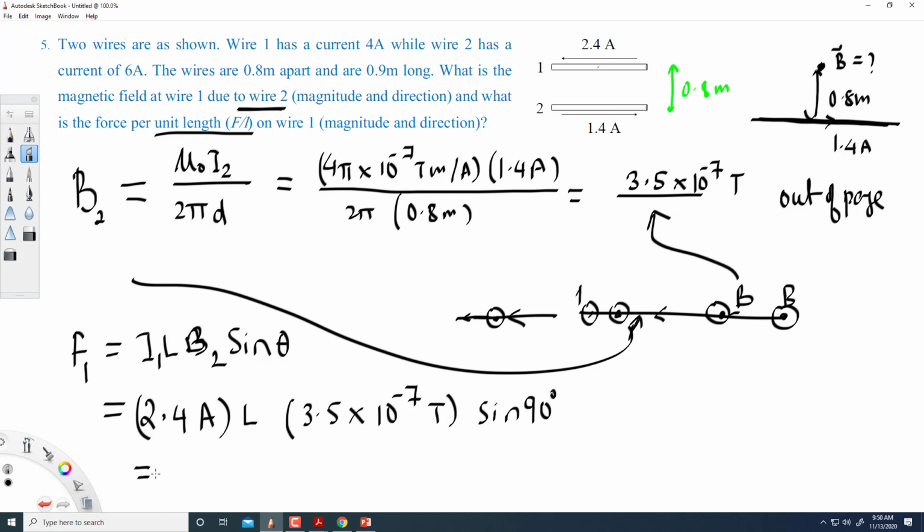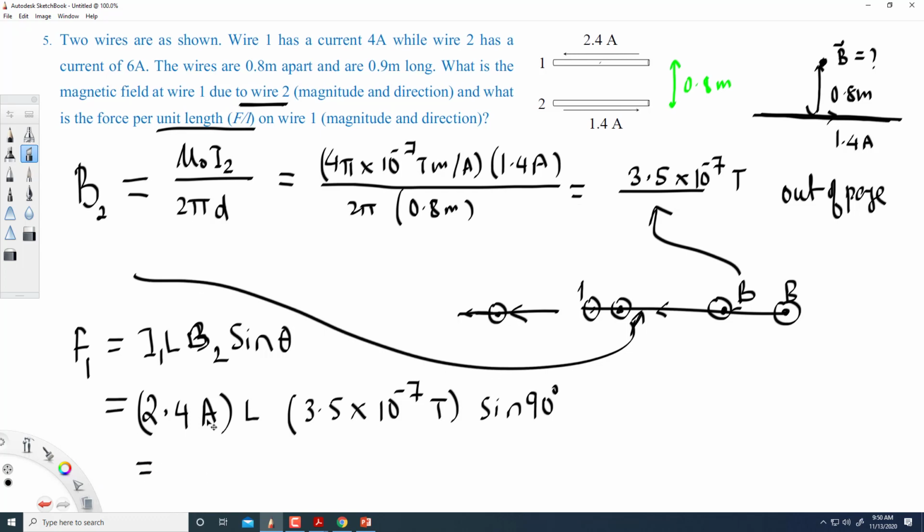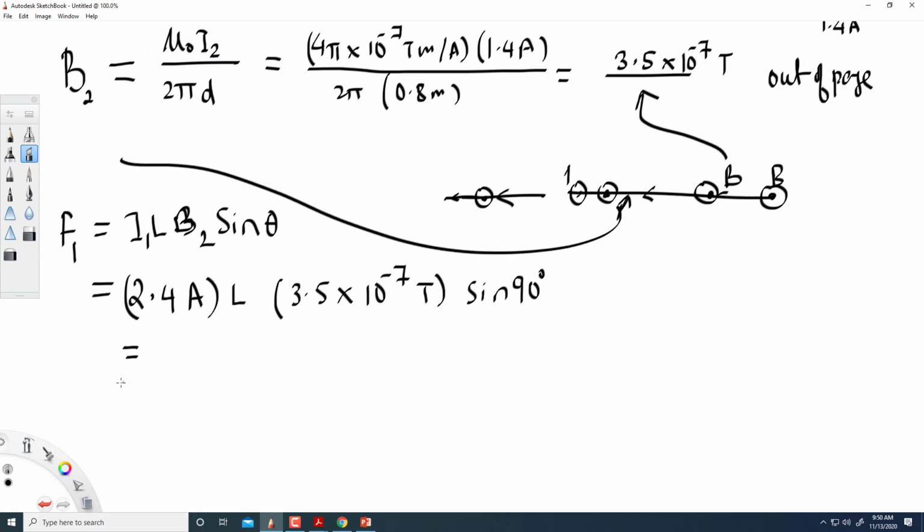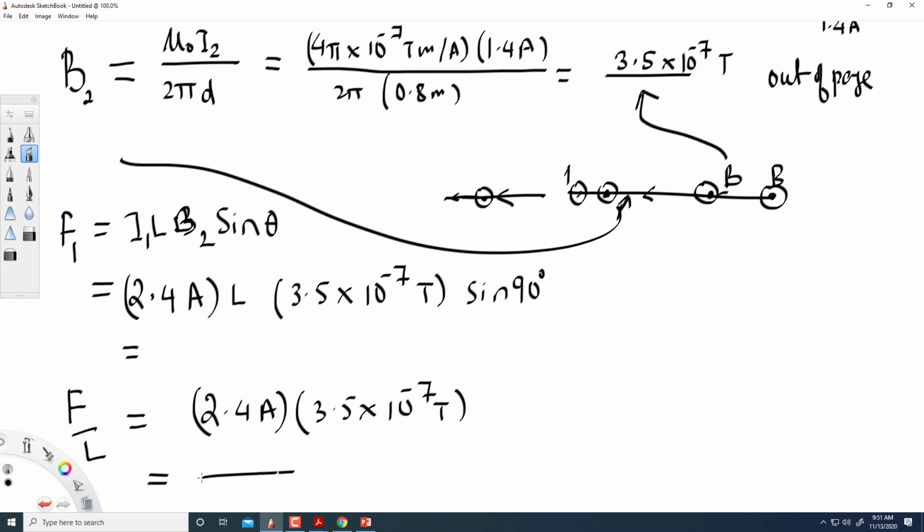So we want to find force per unit length. That means we can move this L to the other side. So F over L is what we want to find. That is 2.4 amperes times 3.5 times 10 to the negative 7, sine 90 is 1. Okay, that gives you the force per unit length, in Newton per meter.